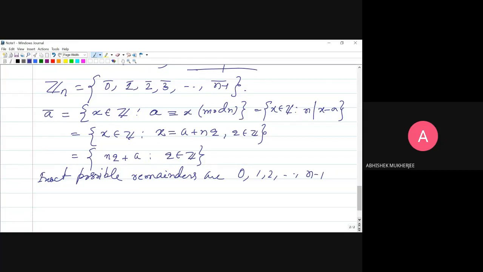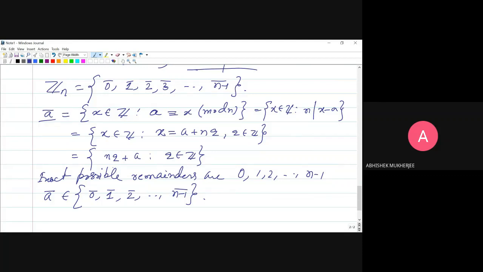And therefore, this class says that whenever you are dividing the integers by n, then the class of a will be 0, or 1, or 2, or n minus 1. So this a class will be one of 0 class, 1 class, 2 class, n minus 1 class, right?